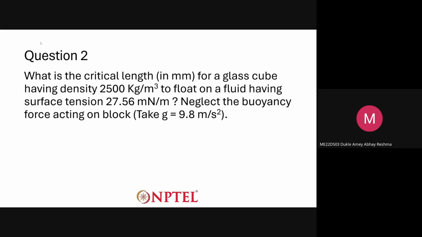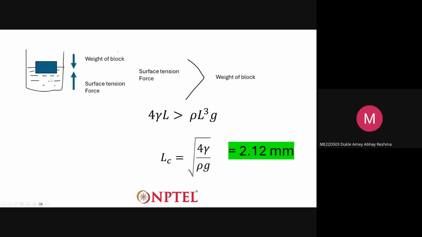So we have all the formulas here. We have the rho given here. We have the surface tension, that is the gamma, given here. And gravity obviously we all know, and by substituting that in the equation you get the critical length.